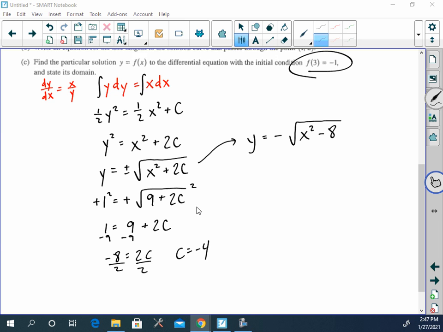Okay, and then the domain part of it. With the domain, what's true about stuff that's under a square root? It always has to be what? Positive. So this x squared minus 8 has to be greater than 0. And if I'm trying to find where it's greater than 0, first thing I would do is try to find where it's equal to 0. So if I find where this is equal to 0, I'd have x squared equals 8. So x equals plus or minus the square root of 8.